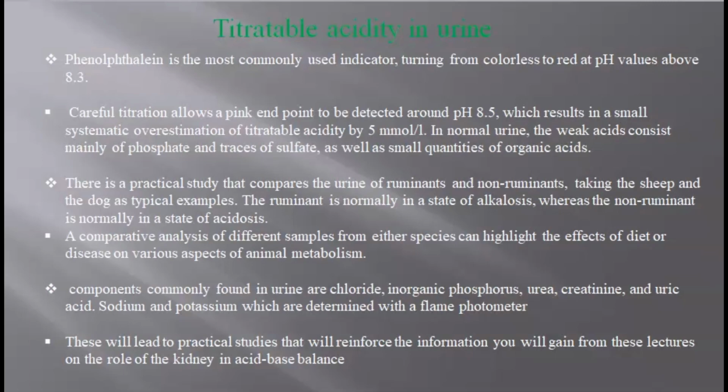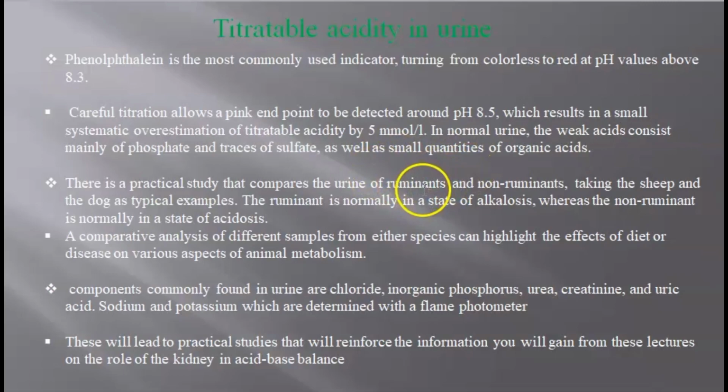There is a practical study that compared the urine of a ruminant animal and a non-ruminant animal. You all know that ruminant animals are the animals that chew their cud. They have a four-chamber stomach, while non-ruminant animals have a single stomach, and we can even call them monogastric animals. A cow is an example of a ruminant animal, and a goat is an example of a ruminant animal. Any animal that has a four-chamber stomach.